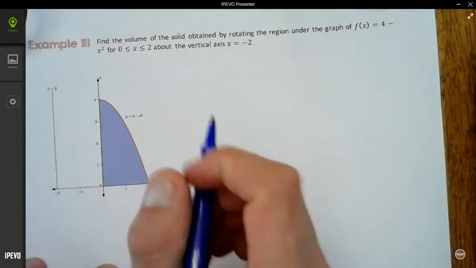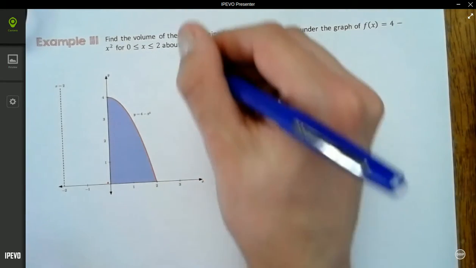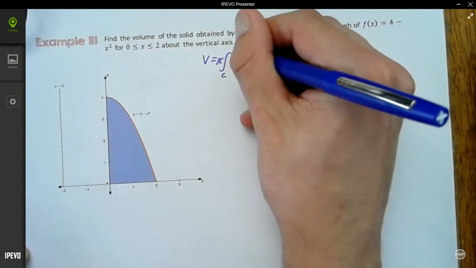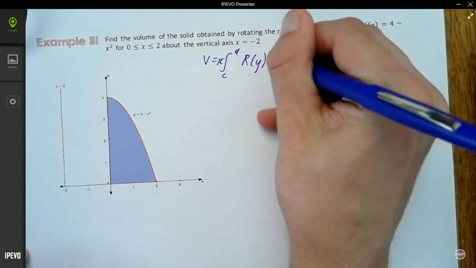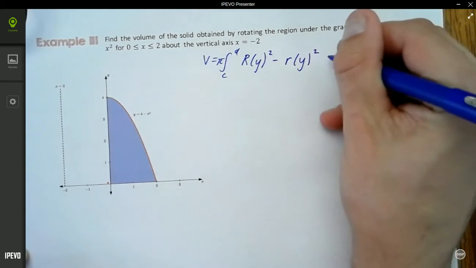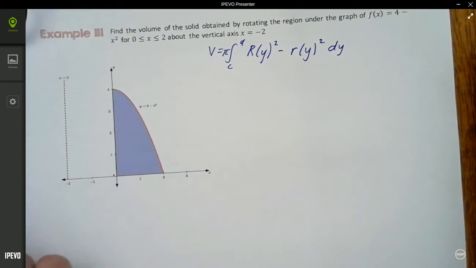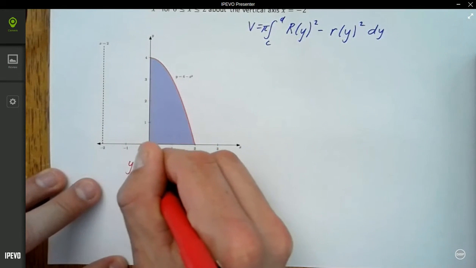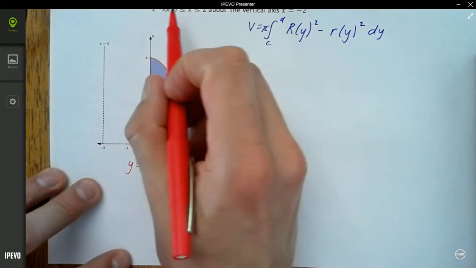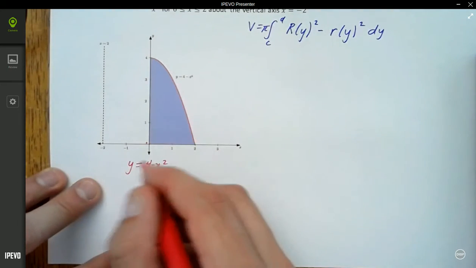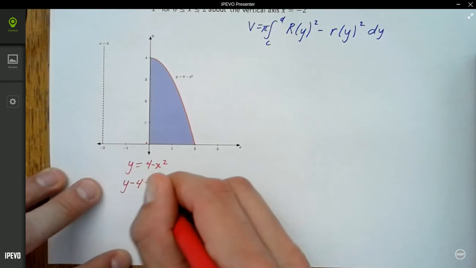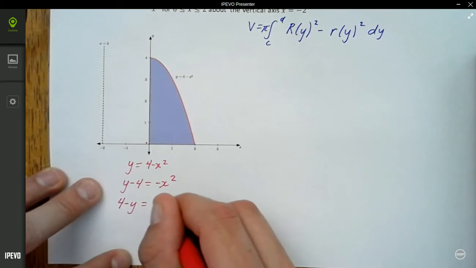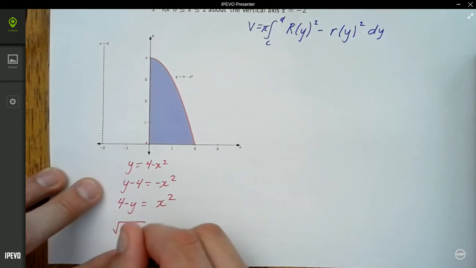Okay, so one more example. And here is where we go around the vertical line. So our equation is volume equals pi times the integral from c to d of big R of y squared minus little r of y squared, and that's dy. So the first thing you probably want to do, and not forget, is solve your equation y equals 4 minus x squared for x. So we're rotating between 0 and 2 of 4 minus x squared, so I subtract 4, so I have y minus 4 equals negative x squared. Switch the signs, so I get 4 minus y equals x squared. So I have the square root of 4 minus y equals x.